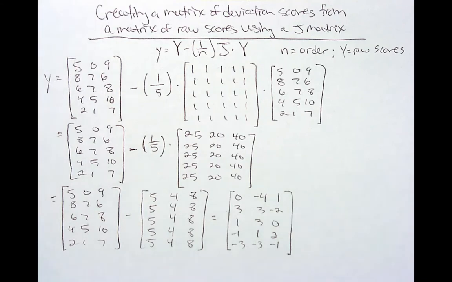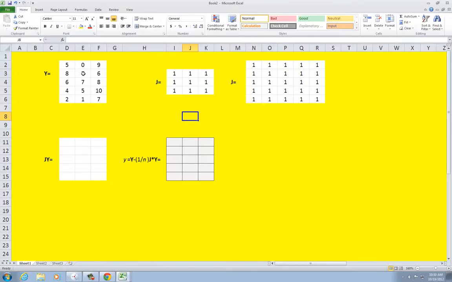So let's go over to Excel and I'll show you how to do that there. I already went ahead and put our y matrix in here. Now I have two J matrices, the 3 by 3 and the 5 by 5. The one we will be using is the 5 by 5 matrix.